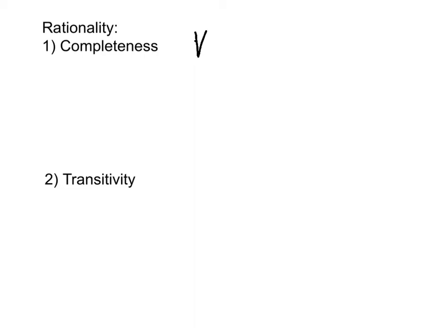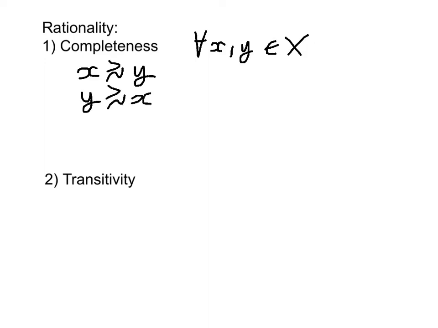So for all x and y available, we have to have either x is at least as good as y, or y is at least as good as x, or both, in which case we really have indifference. We are indifferent between x and y. And that's because of how we have defined the indifference relation.